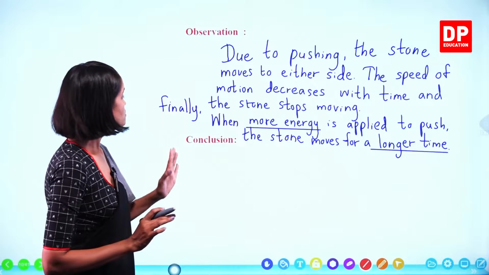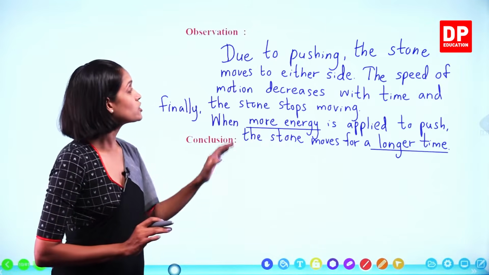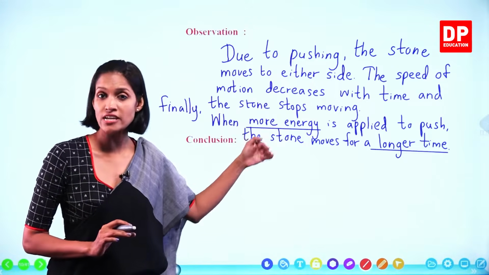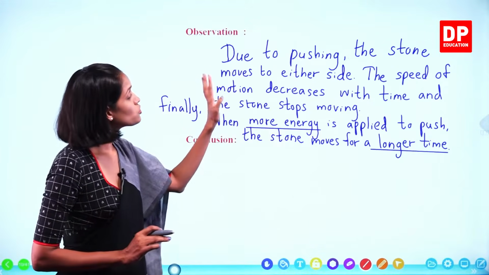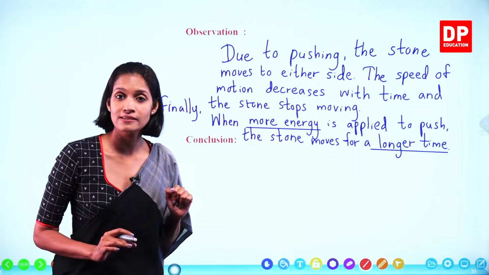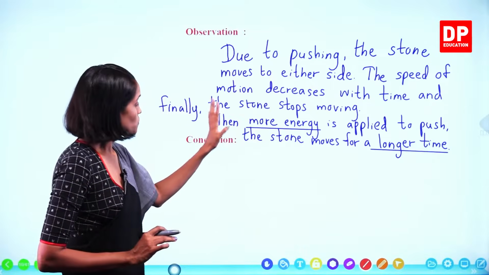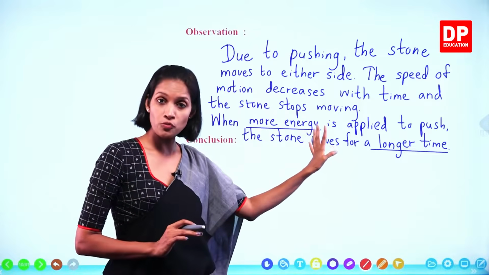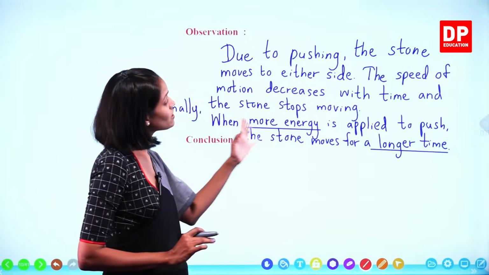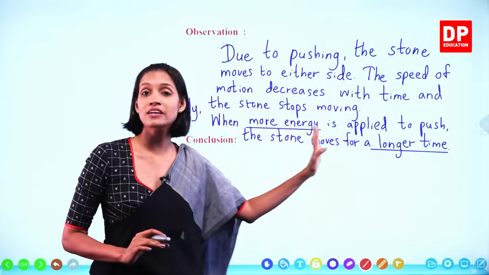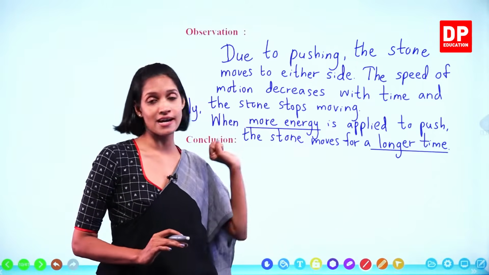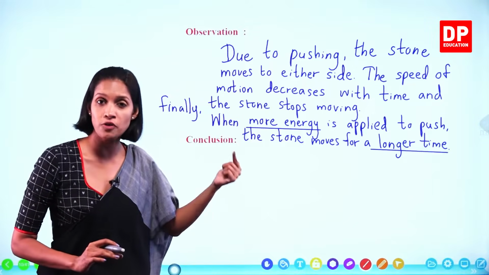Right, children? So what is the conclusion then? So what you have to understand is moving this stone is a type of work, right? So to do this work, what is needed? Energy is needed, children. Right, children? So when the stone is not moving, we need to apply energy to move the stone. So when we apply more energy, more work can be done. What is meant by more work? Moving it for a longer time. Moving the stone is a type of work.